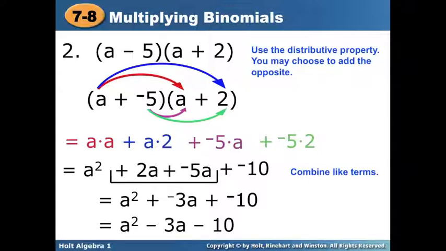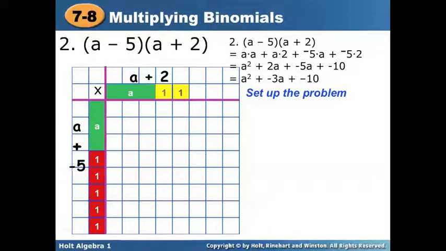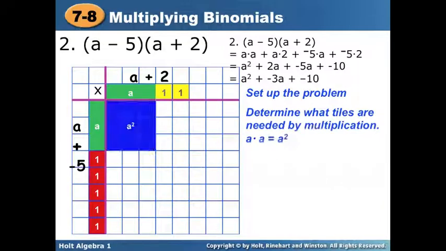We will now draw algebra tiles to represent this problem. Draw your mat for the algebra tiles. We have a minus 5 and a plus 2. The first parentheses needs to be on the left of your mat and the second parentheses on the top. So a times a is a squared. A times 1 is a, or you can think about it as a times 2 is 2a.